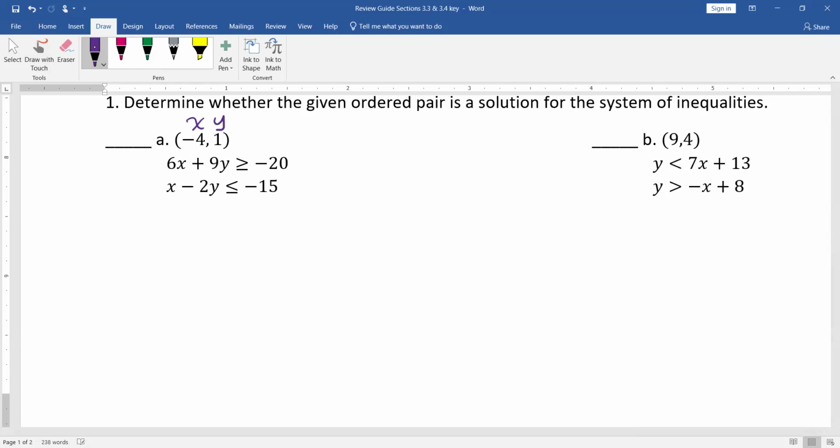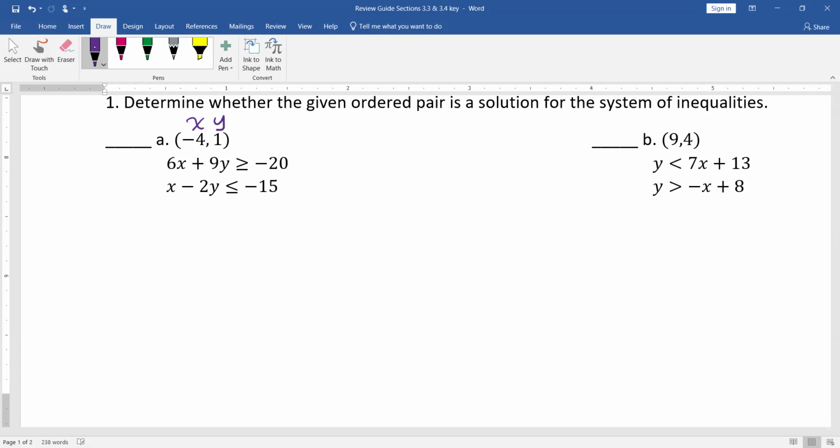So all I have to do is I have my two inequalities, and I'm going to plug those in and see if I get true statements. If the x and y, when I plug them in, give me true statements for both equations, it has to be both, that it's true, then yes, this point is a solution for the system of inequalities. If it is untrue or gives a false statement for one of the equations, you have no solution.